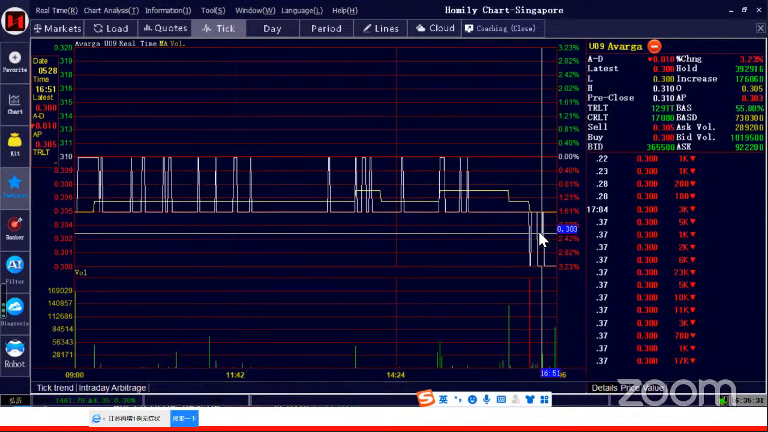Bid volume greater than ask volume means that at the moment there are more buying orders, because the bid orders and sell orders change every minute.